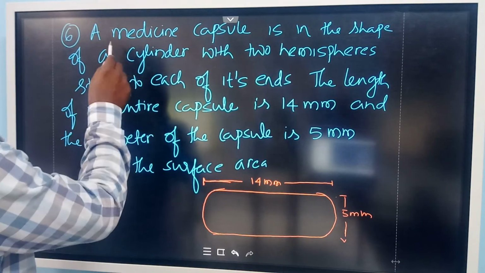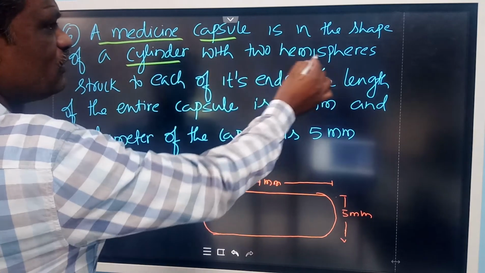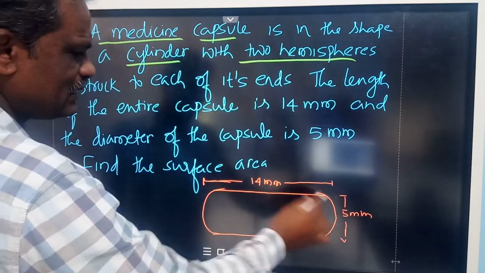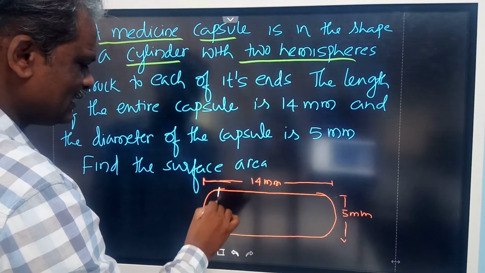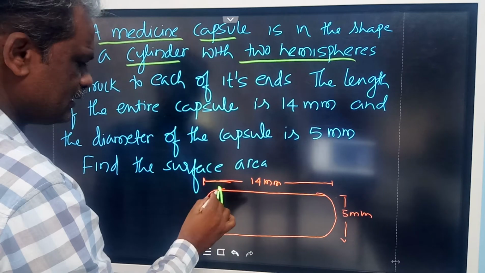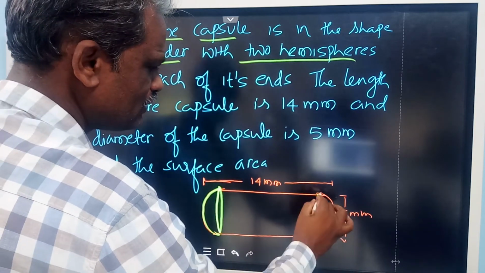A medicine capsule is in the shape of a cylinder with two hemispheres stuck to each of its ends. So it is like this. Here you can split this into two parts: this is the hemispherical part attached to the cylindrical part, and here also.